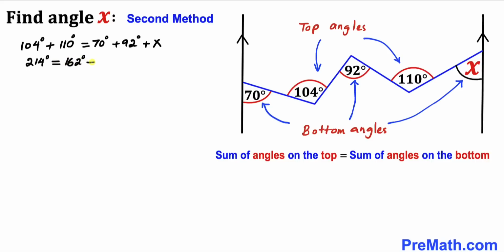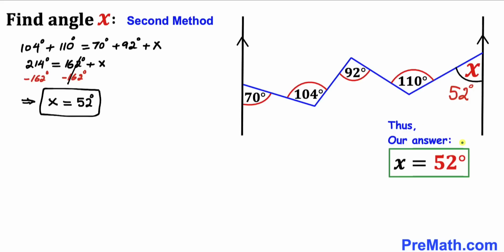162 degrees plus x. Now let's subtract 162 degrees from both sides, and we can see this is gone. So therefore our angle x turns out to be 52 degrees. So thus our angle x turns out to be 52 degrees, and that's our final answer.